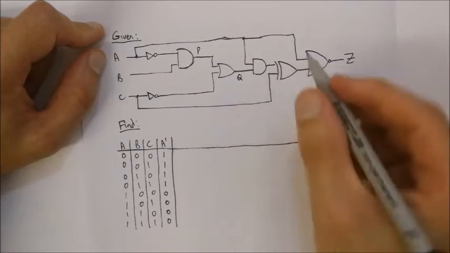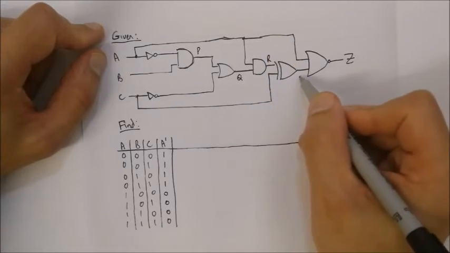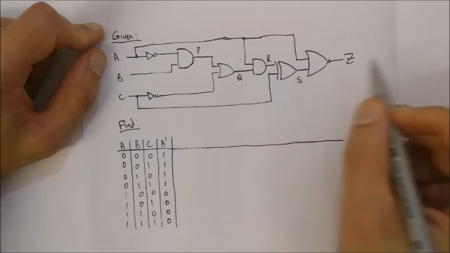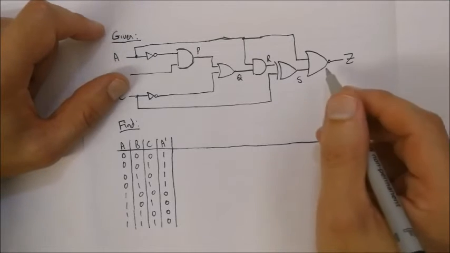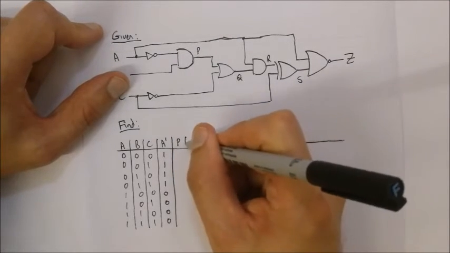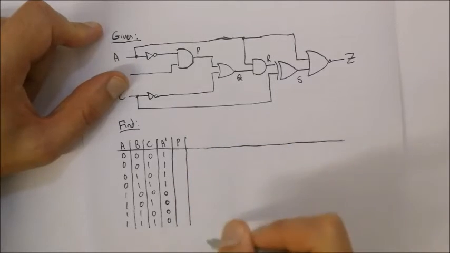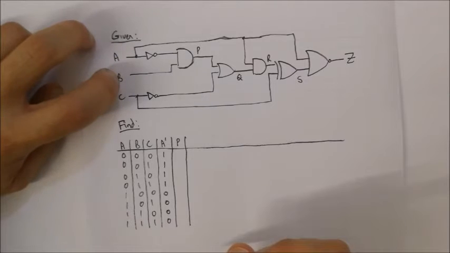The output of this gate over here I'm going to call R. And the output of this gate is going to be S. The output over here of this gate is obviously the final output. Okay, so I'm going to have P over there. So now that we've got P is equal to A naught and B.